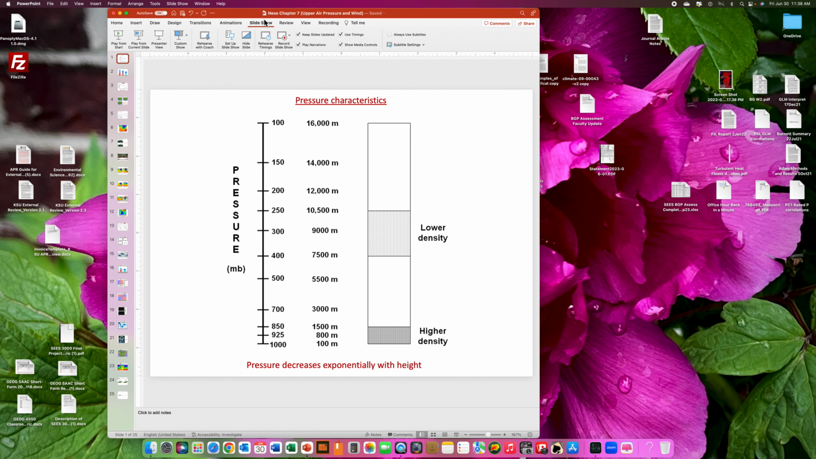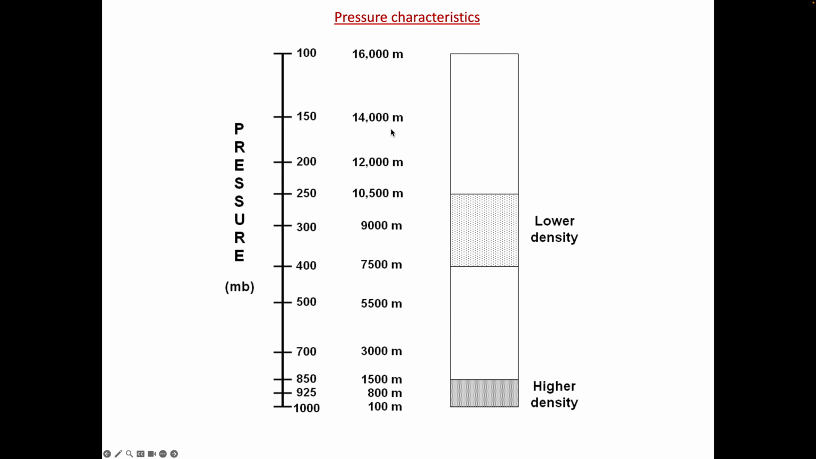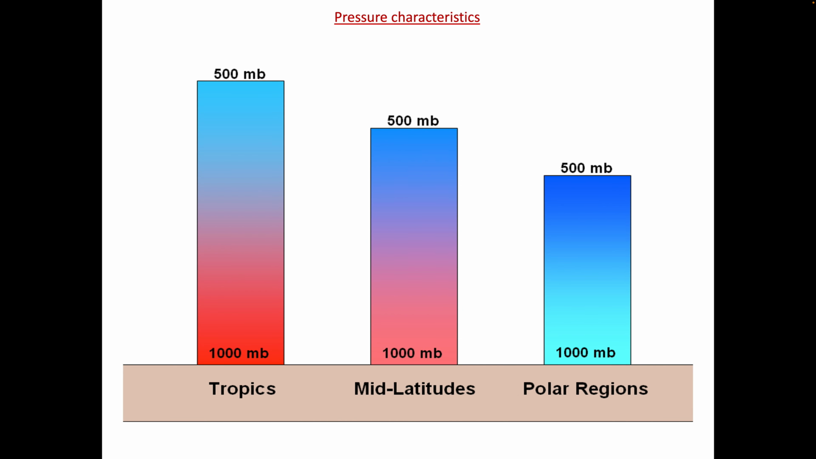Now, let's actually go into our slideshow. I actually meant to start the slideshow with that, but that's fine. Let's get things started right now. So here are our pressure characteristics, and pressure decreases exponentially with height. A couple other characteristics about pressure. And again, just like with chapter 6, I discussed a lot of this in my weather and climate and weather studies laboratory classes. So for those of you who have not taken geography 1250 or 1260, you have some catching up to do. I'm going to move through this relatively quickly.